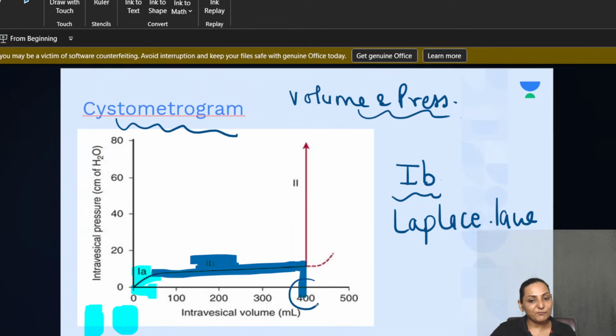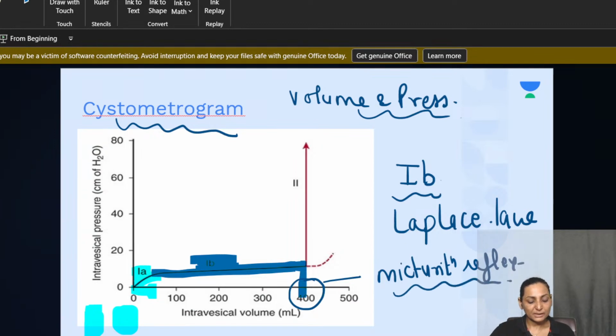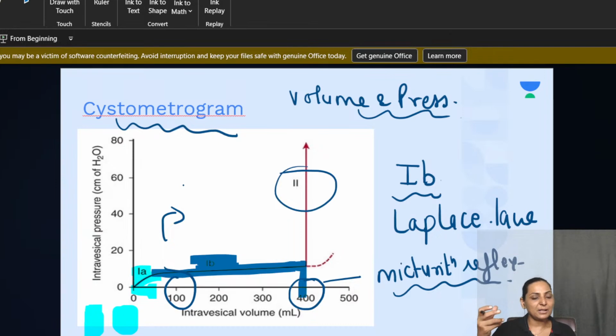But again, when the volume is 400 ml, which is the point of onset of the micturition reflex, there is going to be an abrupt rise in the pressure that results in the micturition reflex. So remember, the first sensation of emptying the bladder is around 100 ml, and at 400 ml there will be the micturition reflex. The plateau phase is nothing but Laplace law depicting the muscle property of the smooth muscles, that is plasticity.